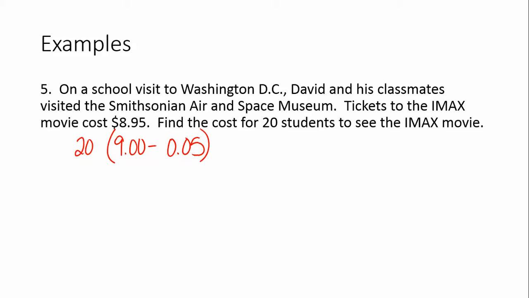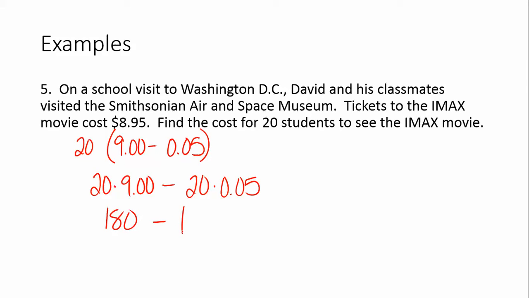So if you have $9 tickets and you're buying 20 of them, that's $180. So I'm going to write out here the equivalent expression. But we have to subtract out that extra 5 cents for every ticket. So 20 times 9 is 180, and 20 times 5 cents is $1. 180 minus $1 is $179.